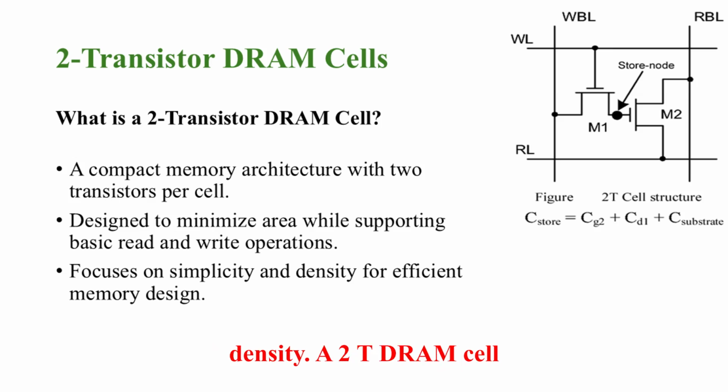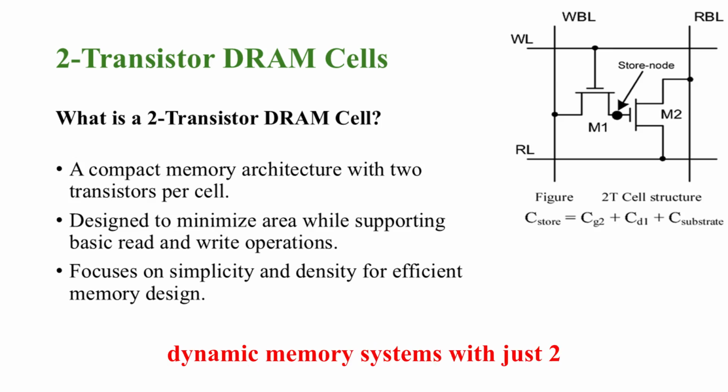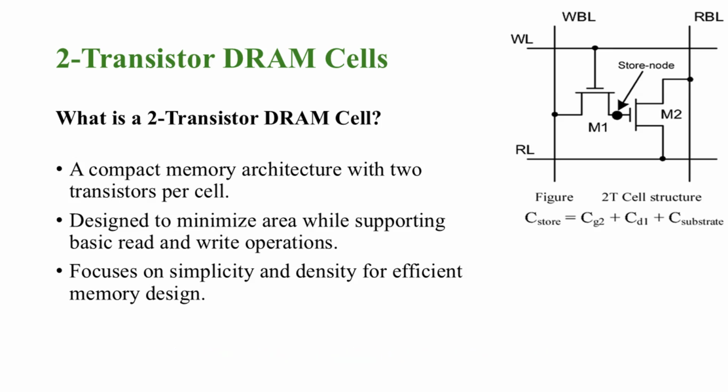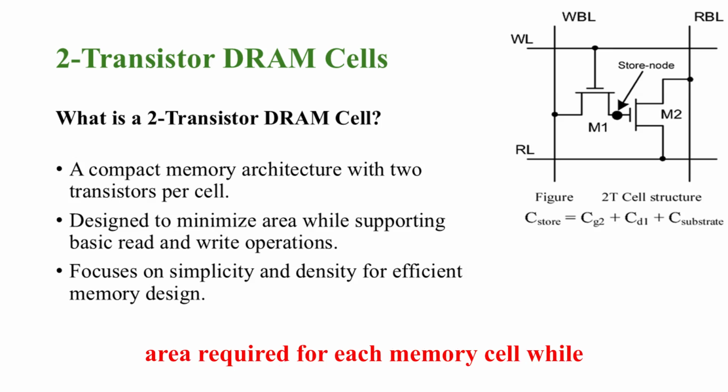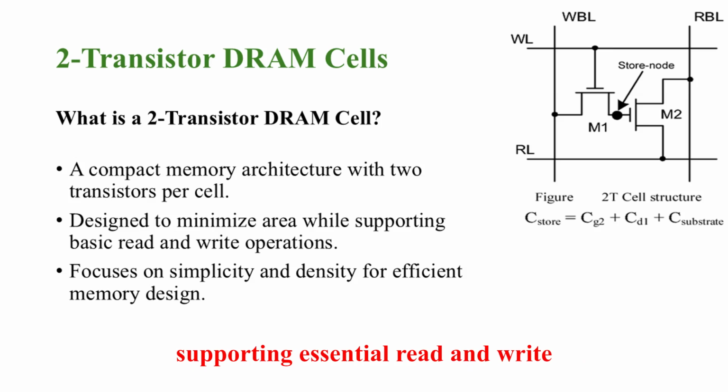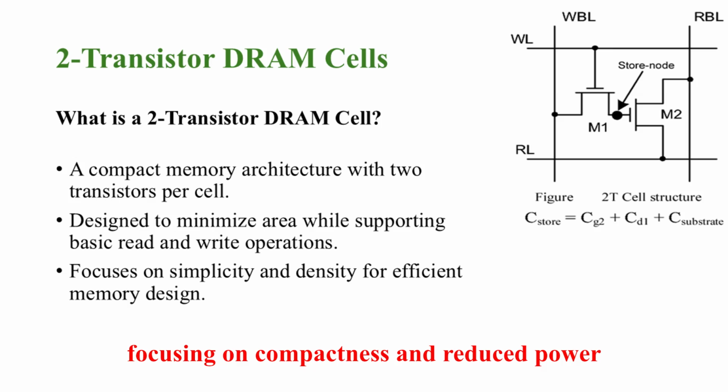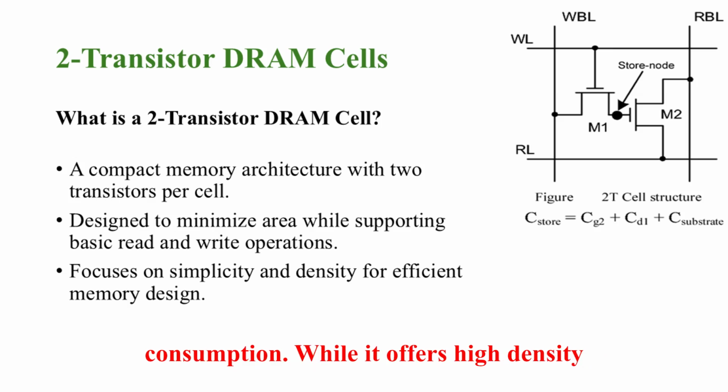A 2TD RAM cell is a compact architecture designed for dynamic memory systems. With just 2 transistors per cell, it minimizes the area required for each memory cell while supporting essential read and write operations. The focus is on achieving a balance between simplicity and density, making it an efficient choice for certain applications. 2TD RAM cell is a simple yet efficient design, focusing on compactness and reduced power consumption.